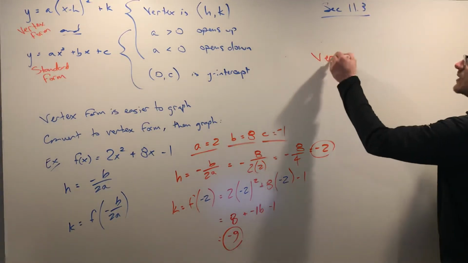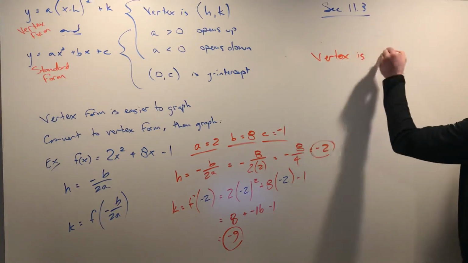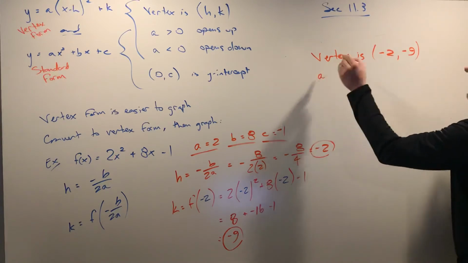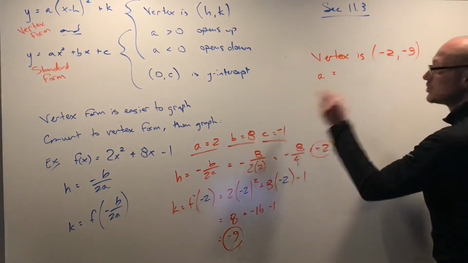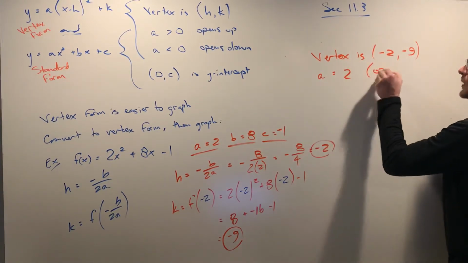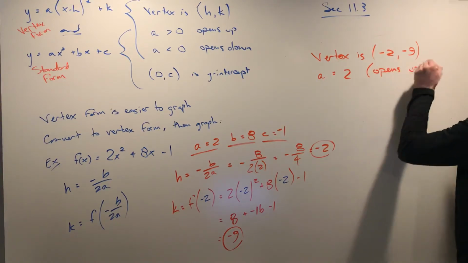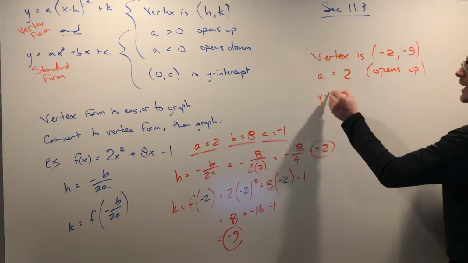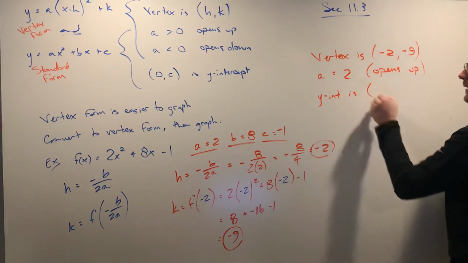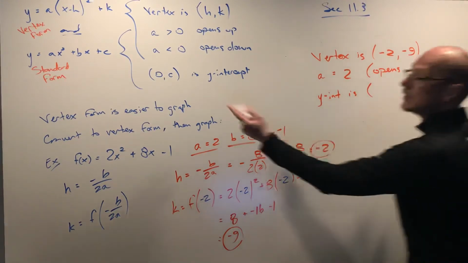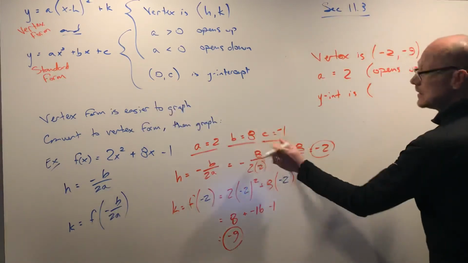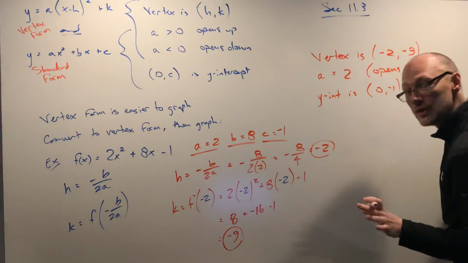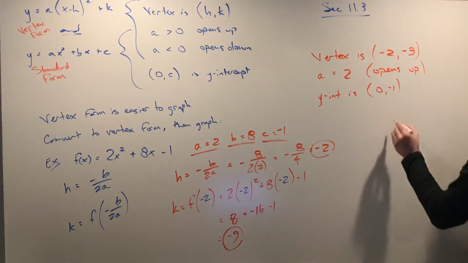My vertex is -2, -9. My A is 2, so this opens up. And my y-intercept is 0, -1. I've got all kinds of information now to make sure that I can get this graphed.